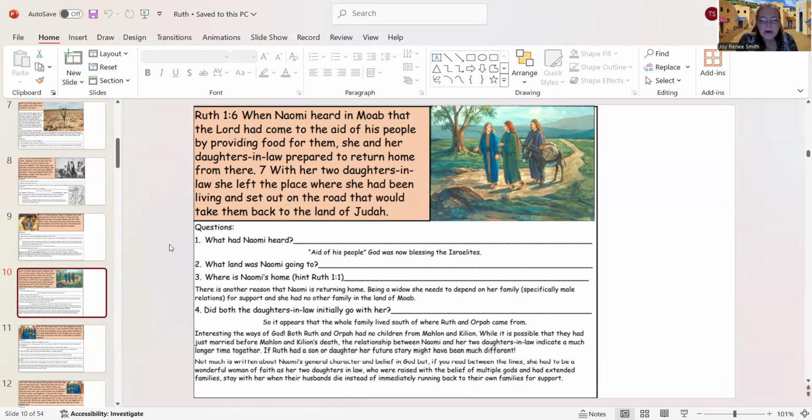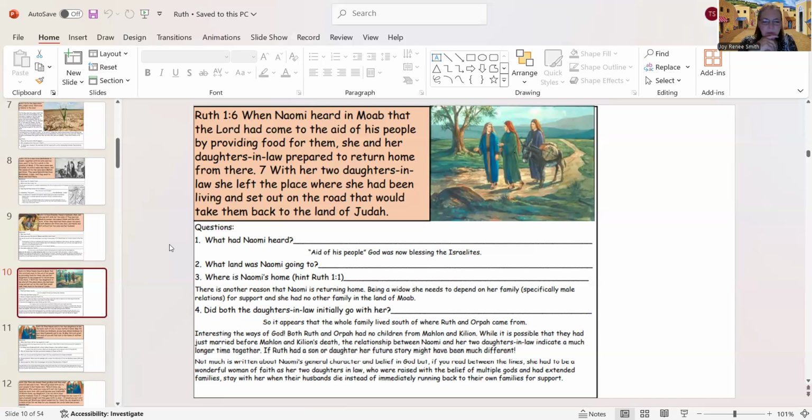What had Naomi heard? That the Lord had come to the aid of his people and provided food for them. So they were on the upswing. They were starting to believe in God again. God was now blessing the Israelites. What land was Naomi going to? Back to the land of Judah, where she came from.